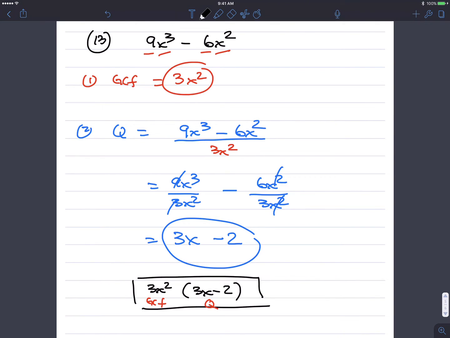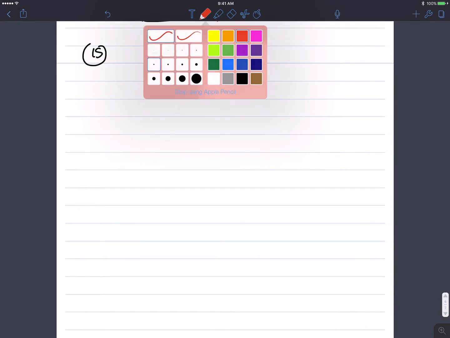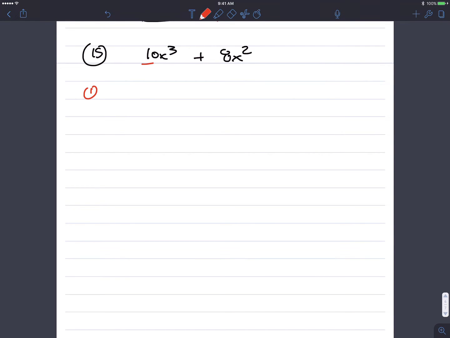Number 15. 10x cubed plus 8x squared. Okay. Step 1, again, GCF of 10 and 8. Right? 10 and 8. What's your greatest common factor? Is it 2? Okay. X cubed and x squared. It's x to the smallest power. So what power is smaller, 3 or 2? Okay. There you go. Now let's do the quotient, step 2.